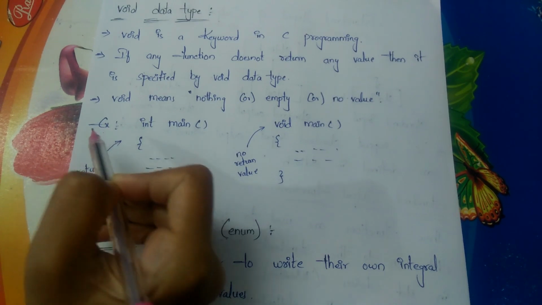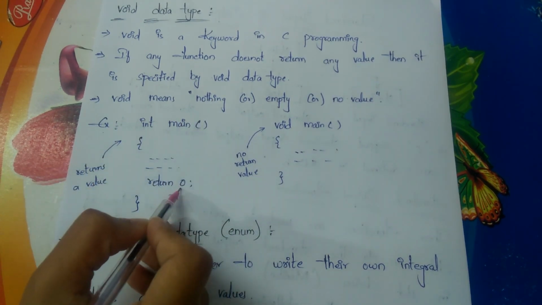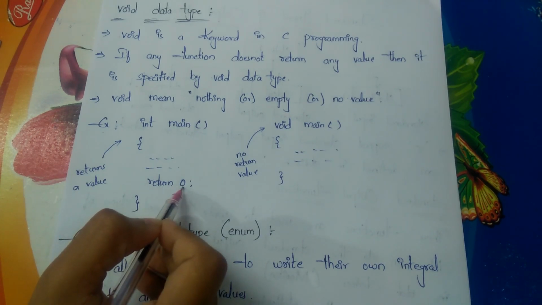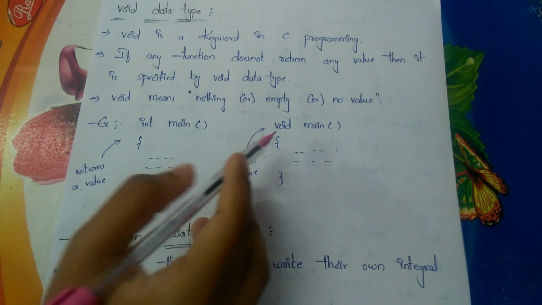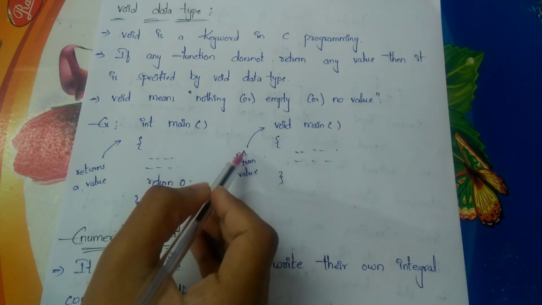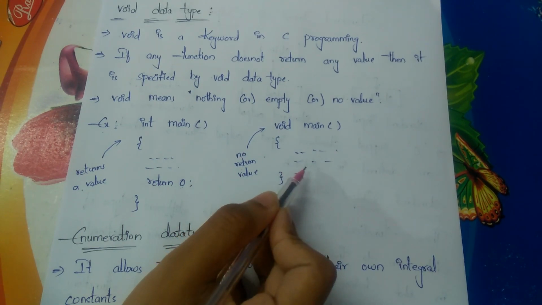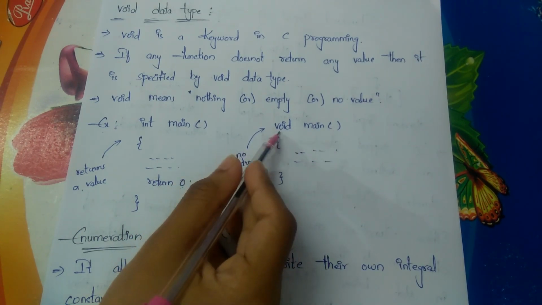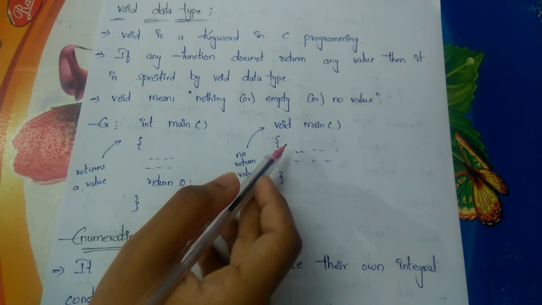For example, we are using int main. Int main returns some value, so we are using return 0. So it returns an integer, nothing but a value. When we are using void, it does not return any value. That's why we are not specifying return 0, because void does not return a value. So this is about the void data type.